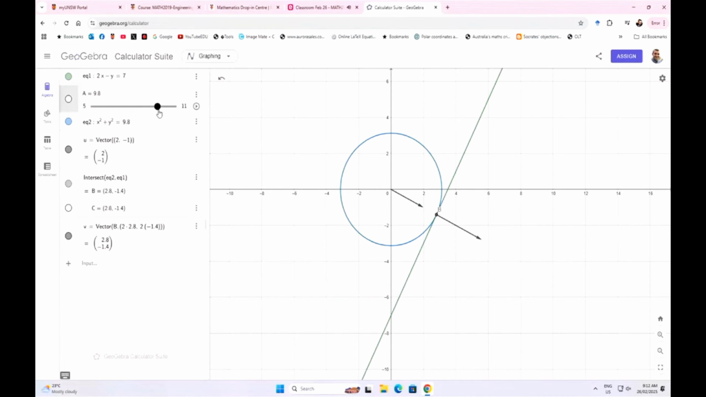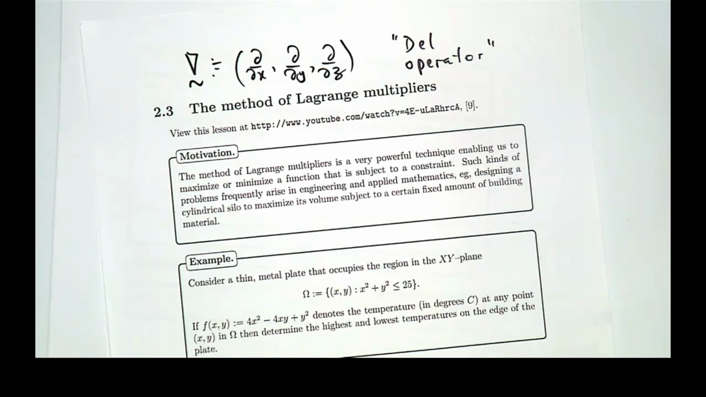So, let's do a problem and we'll sit down and work through it. Okay. All good now, great.